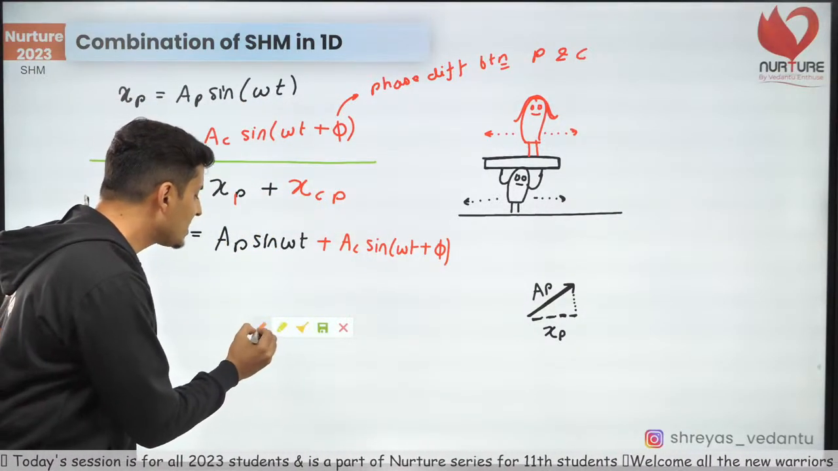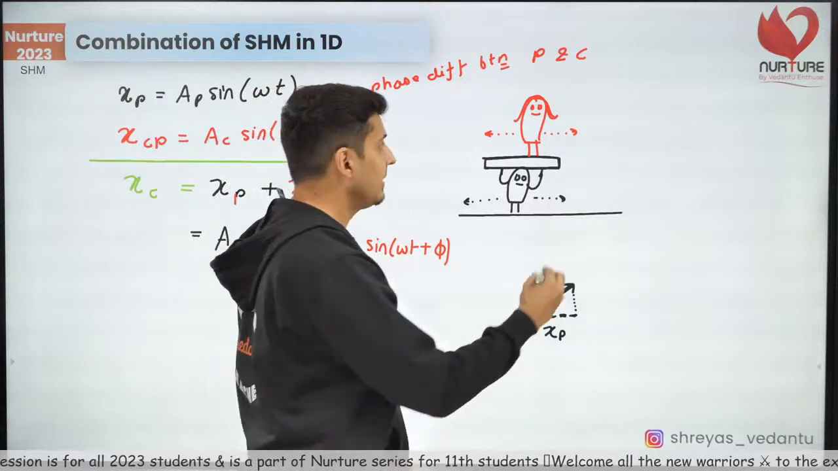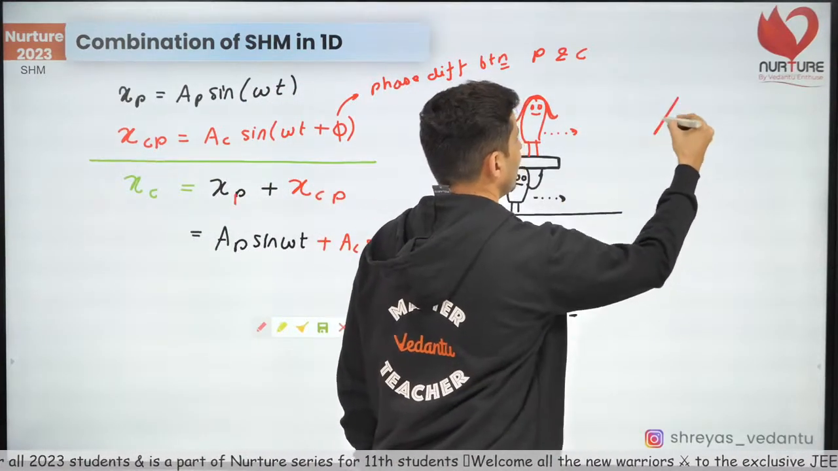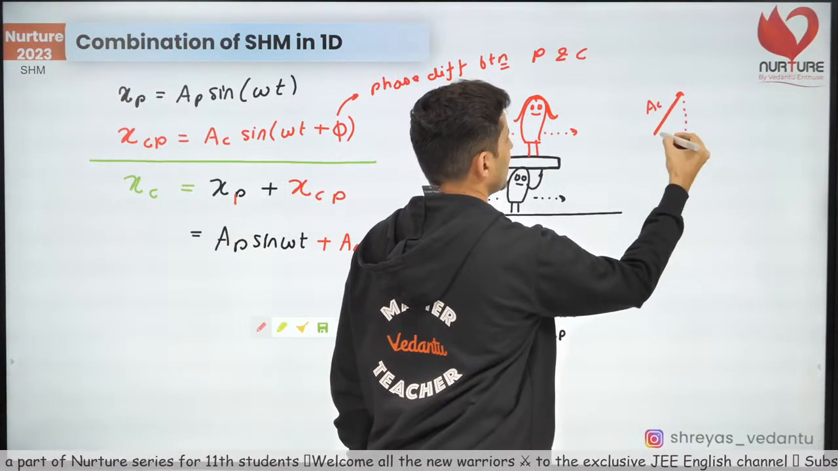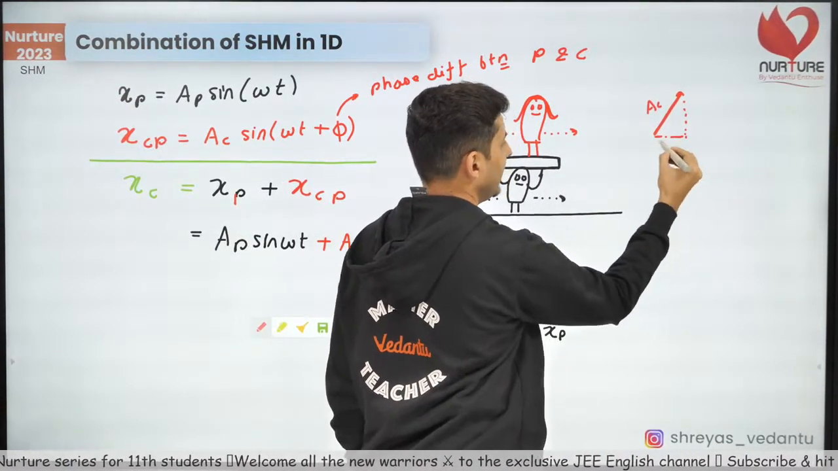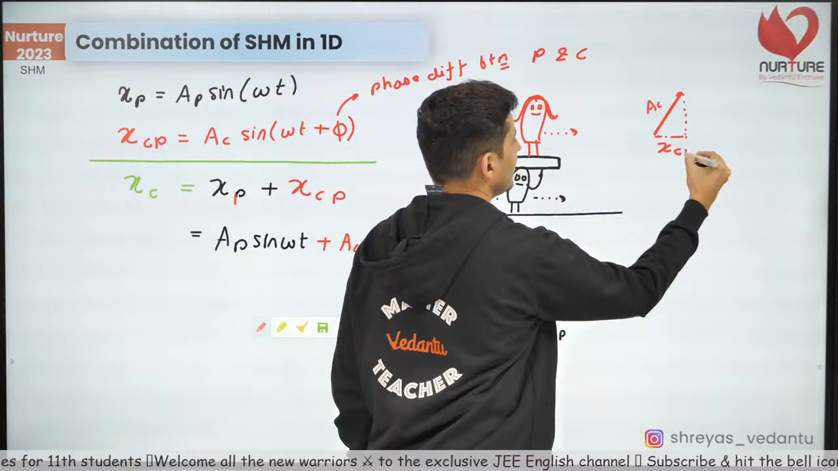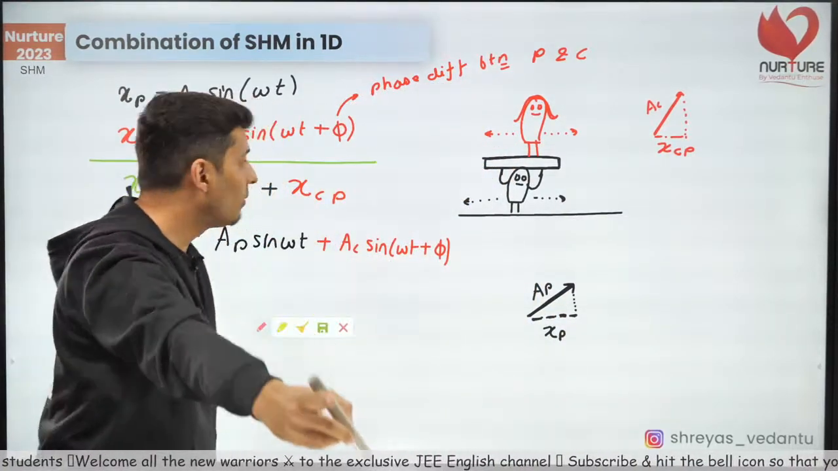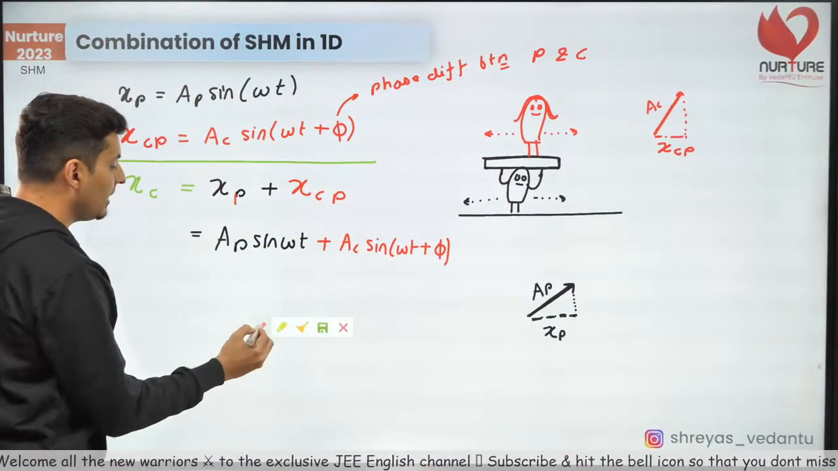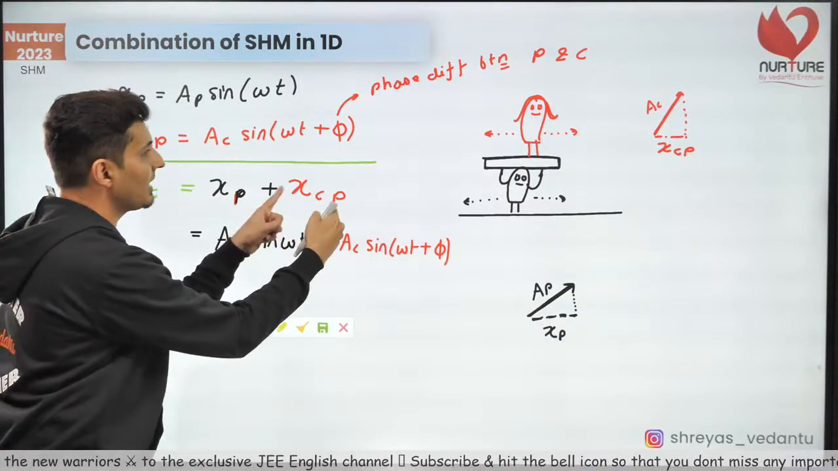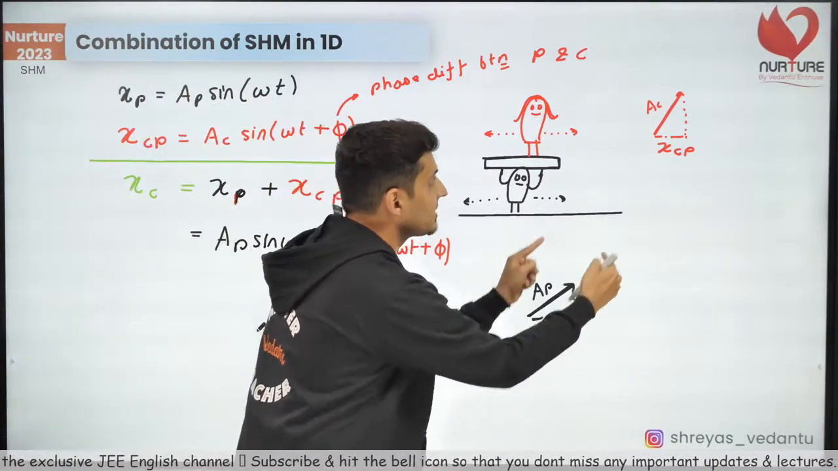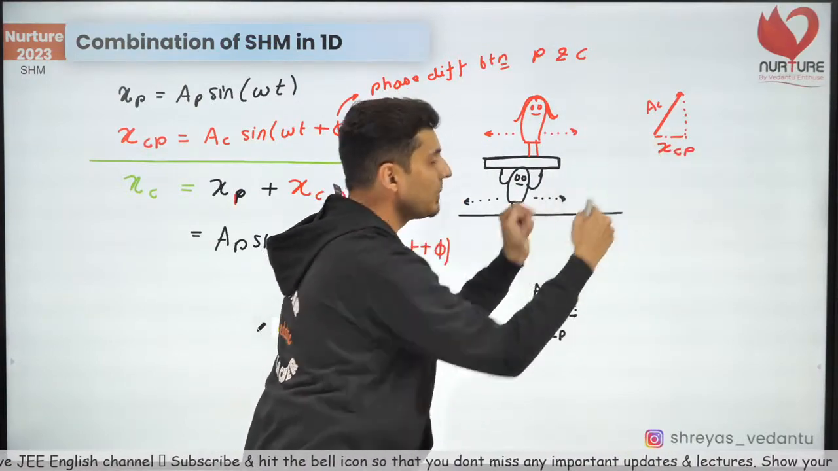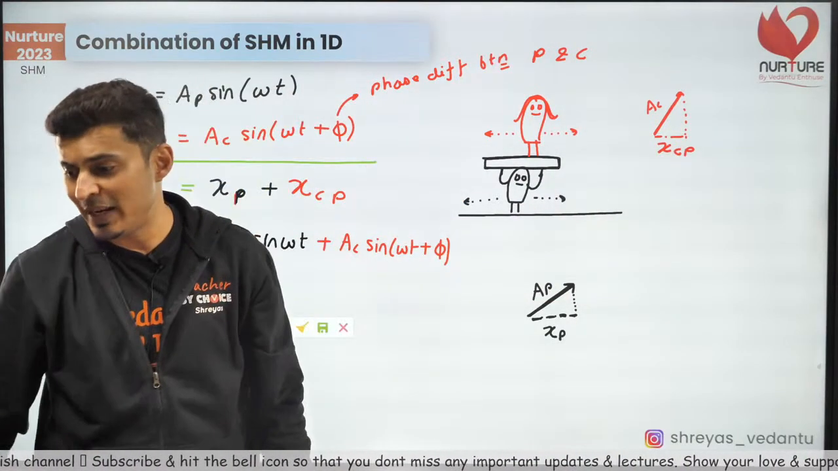Similarly, even Champa will have her own phasor. So let's say this is the phasor of Champa. This is AC. Let's say I draw the projection, this horizontal line, that is xcp. What do I want? I want xp plus xcp. That means I want this plus this, base plus base.